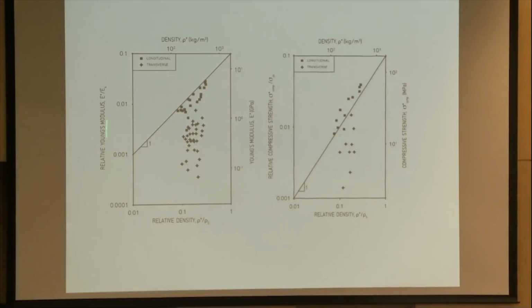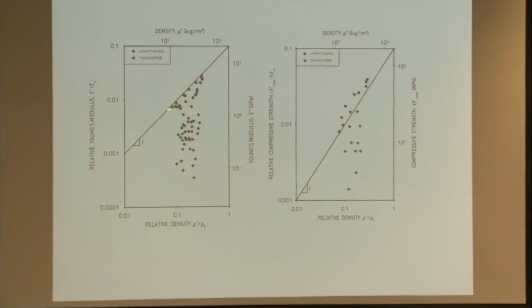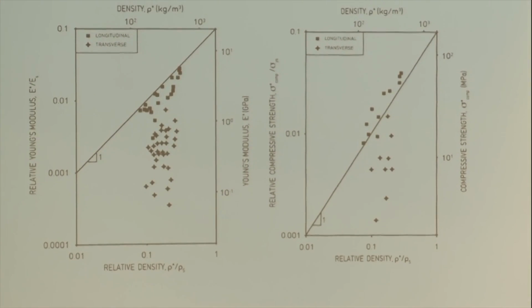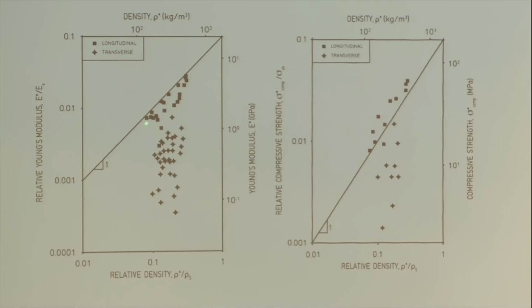So here's the modulus here, and the square data points are the longitudinal direction, and the little stars are transverse. And here's the line of slope 1. And again, they don't all lie perfectly on that line, but roughly the slope is about 1 there. And then similarly here, this is the compressive strength. The little squares are the longitudinal data, and they're not exactly on a slope of 1, but they're more or less on a slope of 1.